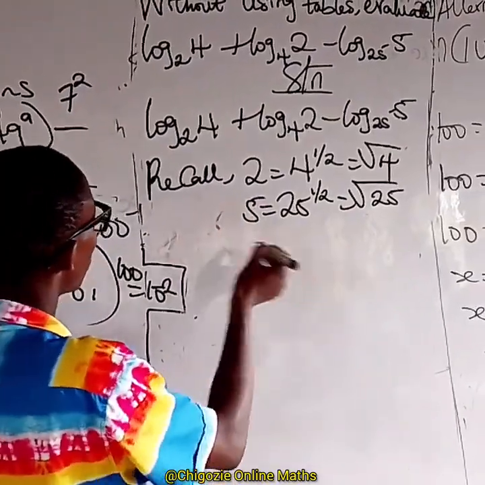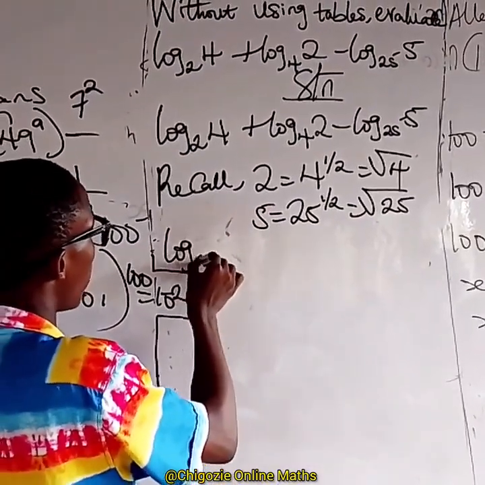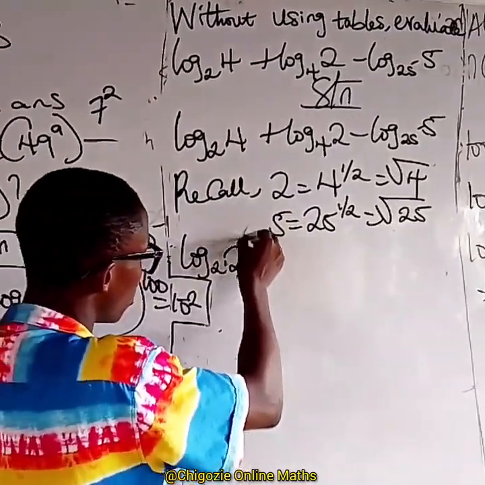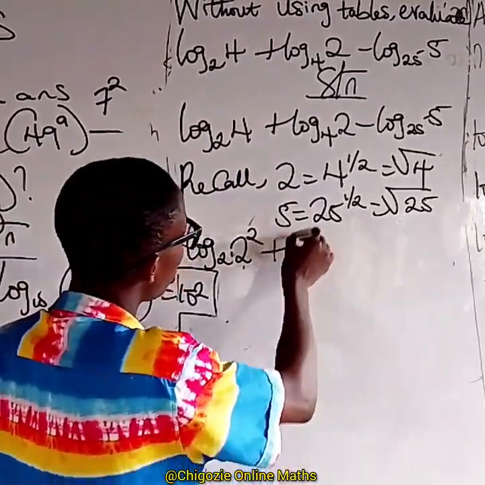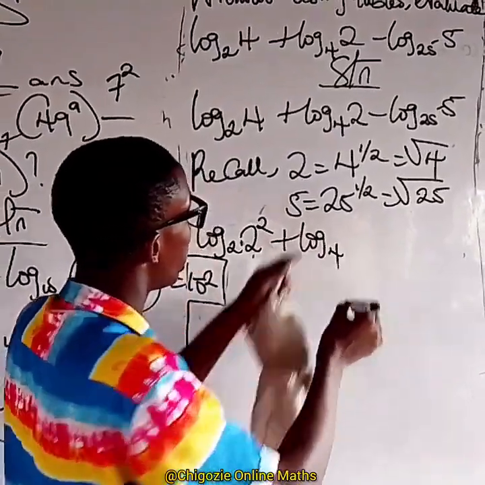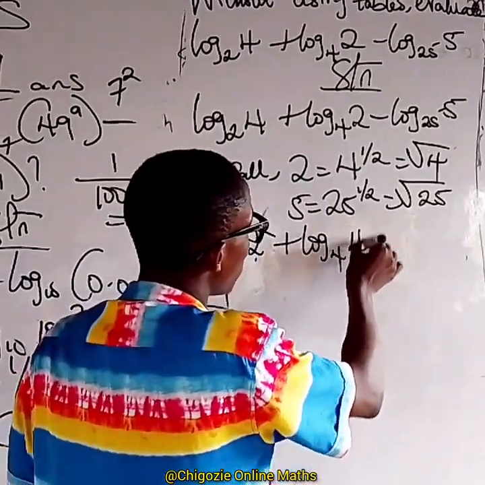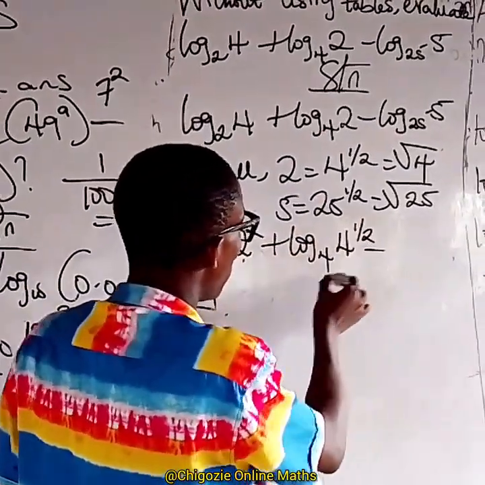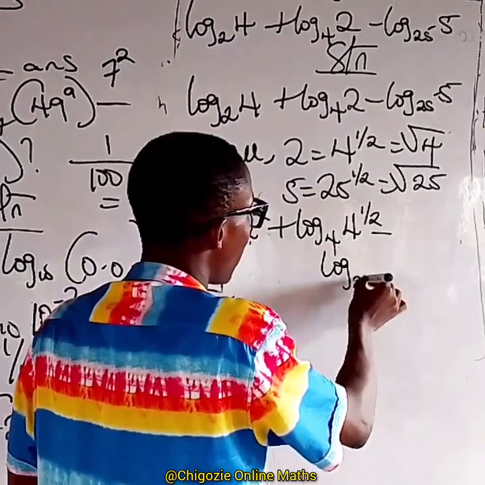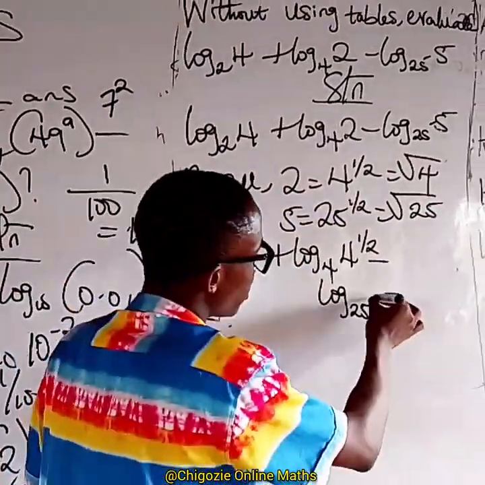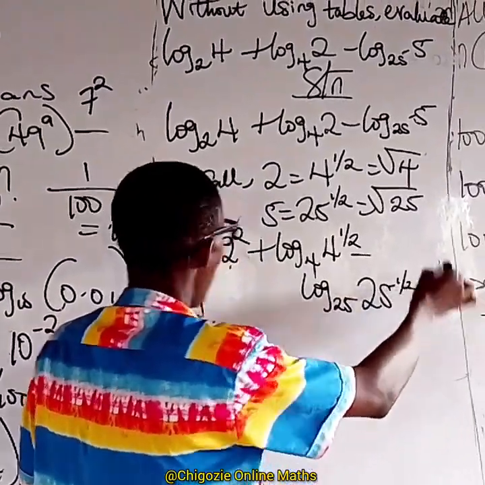Now let me proceed. So I have logarithm of 4 base 2. Now 4 is 2 raised to power 2, you understand? Plus logarithm of base 4. Now this 2 is now 4 raised to power half. So I'll write 4 raised to power half, minus logarithm of base 25. This 5 is now 25 raised to power half. So I'll write 25 raised to power half.